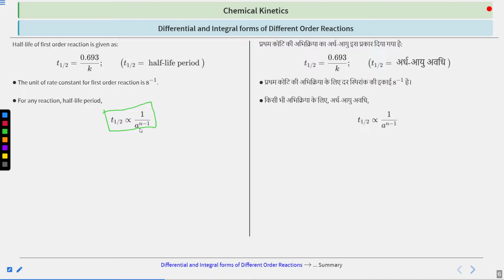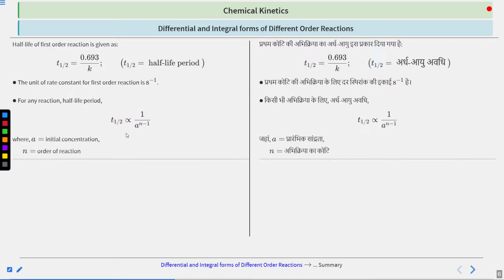If you put 1 here, then it will have no dependence on the concentration A, because we have put 1 here, right? If you put 2 here, then T half will be inversely proportional to the initial concentration. So this is a very important equation. You can use it in various numericals also. Same thing is written here, that A is the initial concentration and n is the order of reaction. So you must remember this equation for the dependence of T half on order of reaction and initial concentration, right?